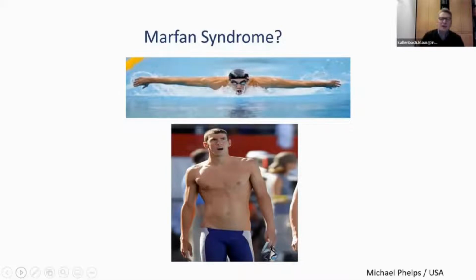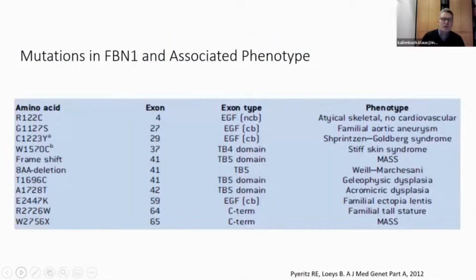It's very heterogenic, and it's very important to look closer at the mutations. For example, different mutations of the FBN1 gene cause different diseases. For example, the mutation W157OC results in stiff skin syndrome. And as the word already says, the skin is very stiff. In contrast, the 8AA deletion causes Weill-Marchesani syndrome, which is exactly the opposite, very elastic skin. So it depends definitely on the mutation what kind of Marfan you have, and also what kind of vascular disease you have. Next slide, please.